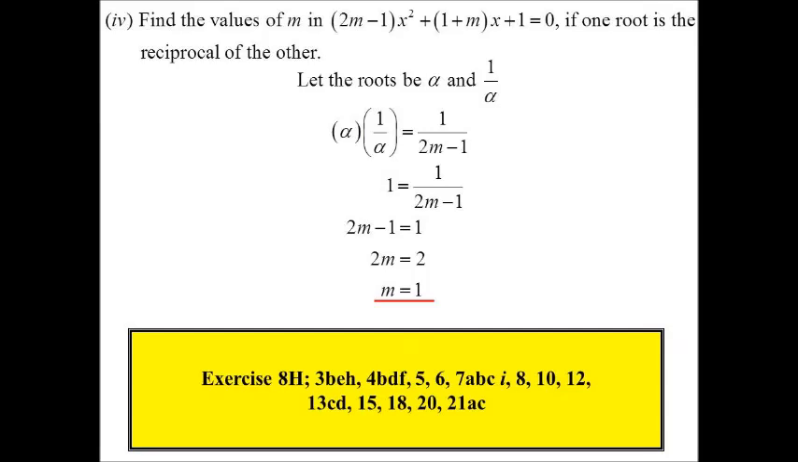So I guess with each of them, it's a matter of defining what we know. Alpha plus beta, the common ones, but then sometimes we have to manipulate those to get the result that we're looking for.